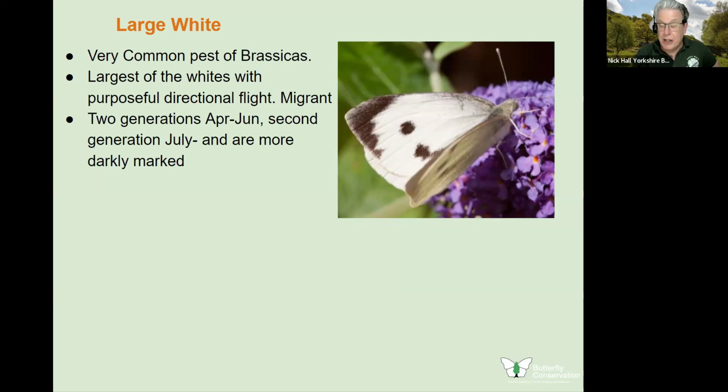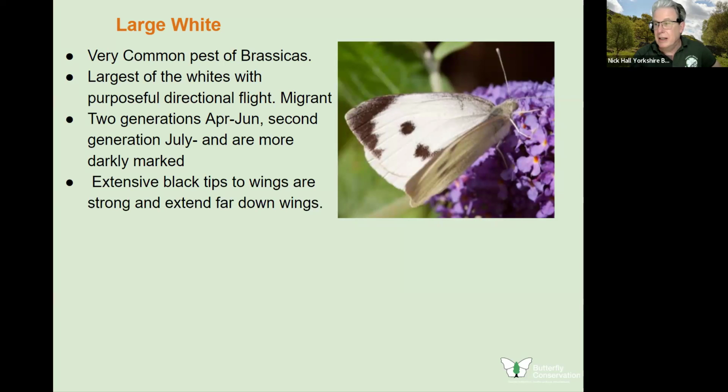It has two generations. The first one's in April, so it's already started. I haven't seen one myself yet, probably later in the month. It's generally the smallest of the generations. The second generation, usually bigger and supplemented with lots of migrants, is the July one. And the other difference, and this happens with all the whites, is that the later generations are much more darkly marked, which can help you with identification.